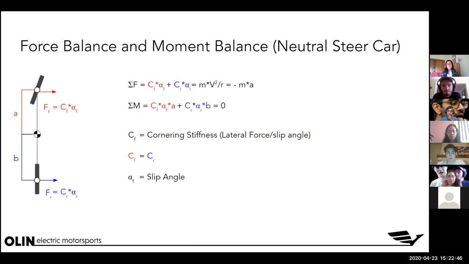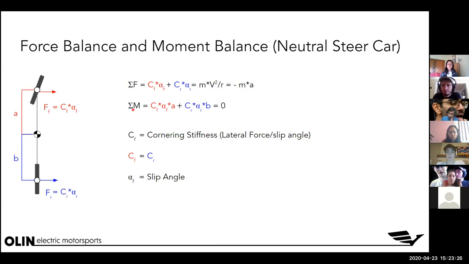Here is what these equations look like. These are our force balance and moment balance equations. The force balance is equal to the front tire force, so the cornering stiffness of the front tire times the front slip angle, plus the cornering stiffness of the rear times the rear slip angle. And that is equal to this centripetal acceleration force, which is equal to the centrifugal acceleration, just to keep things static. You can basically think of these as the sum of forces, and as long as they are equal to this inertial force, we're in a steady state.